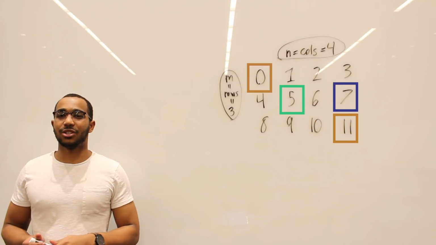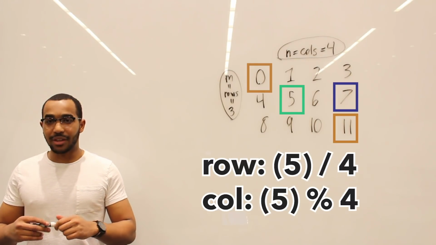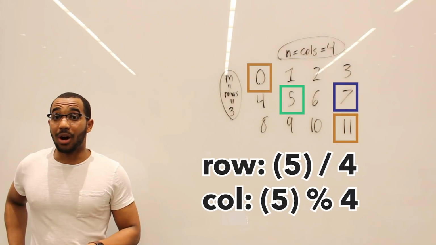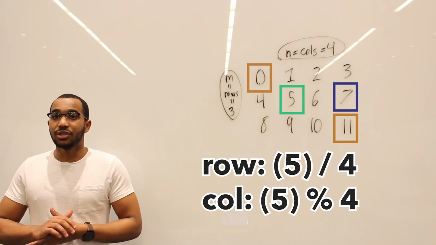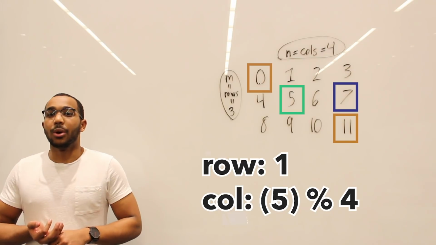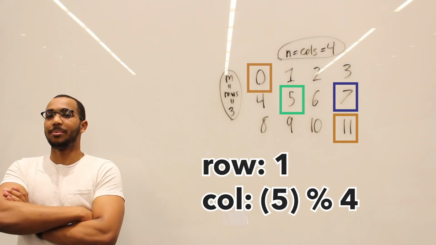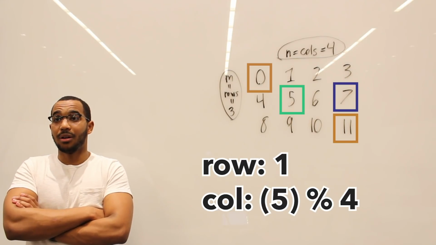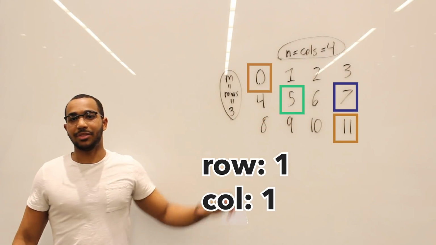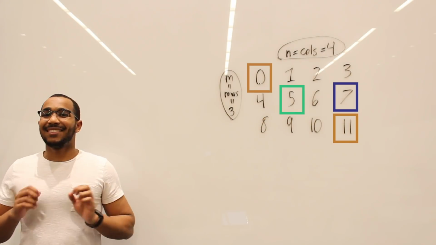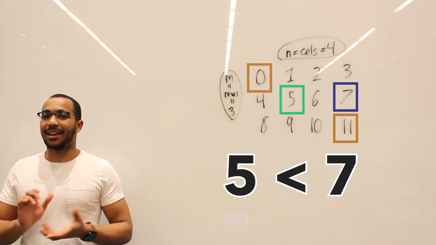But how do we get that in terms of rows and columns? So we need to do our math. We're going to find the row. We take the 1D position, 5, divided by 4, which gives us 1. So we're in row 1, and our column is the 1D position mod 4, which is 1. So we're in row 1, column 1. It's that guy right there. So is that equal to 7? We're searching for 7, so we see that that's not equal to 7.